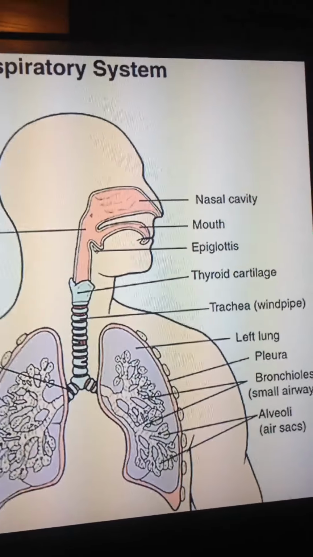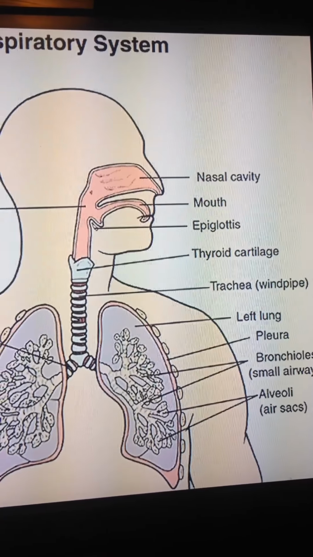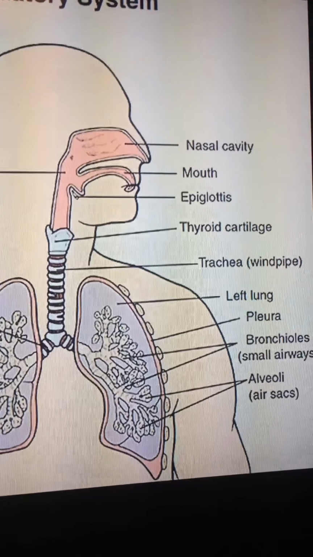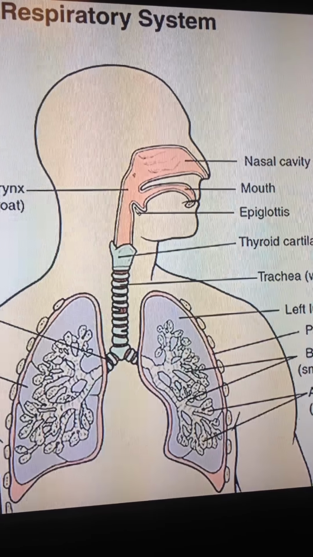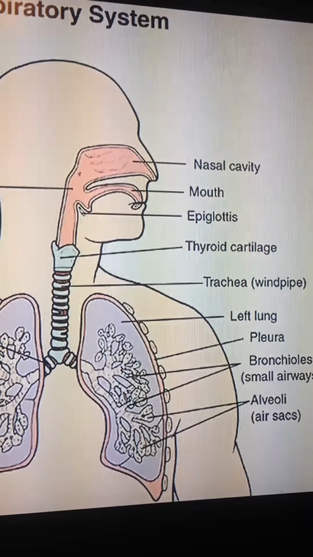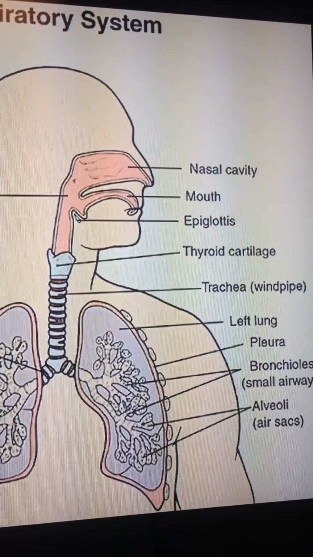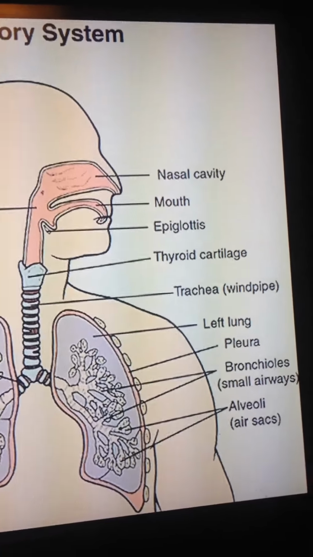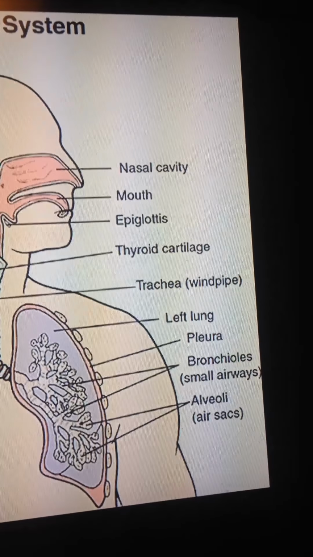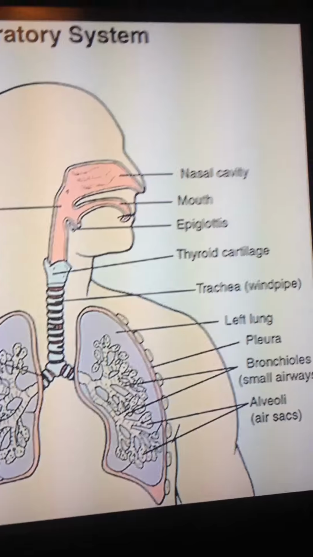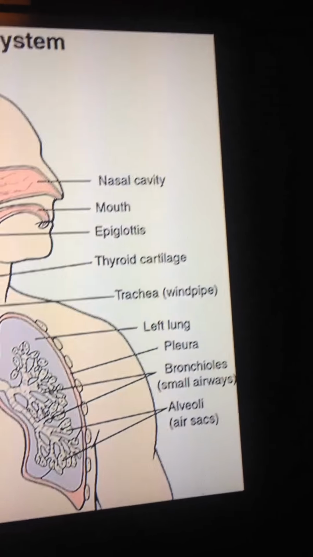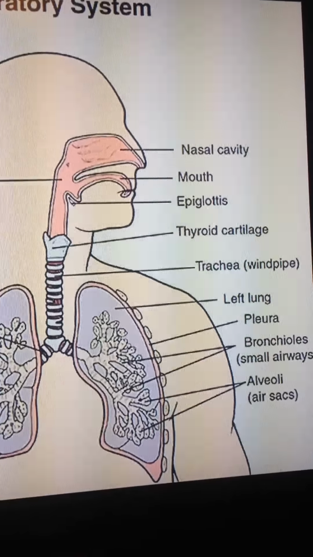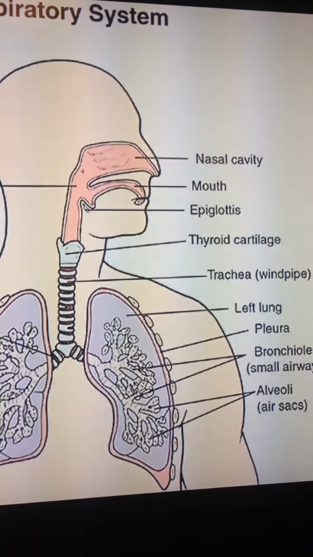So we start with the nasal cavity and the mouth, these are two access points for oxygen to enter into the lungs. And then we have the epiglottis, which is a cartilage flap which stops food from going through the windpipe, or as we should call it, the trachea. And through the trachea there's also a lot more cartilage which stops it from collapsing onto itself.